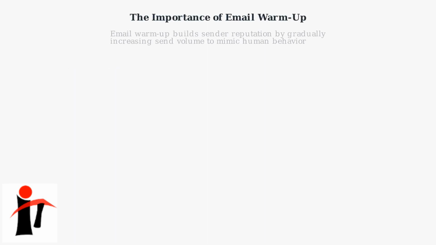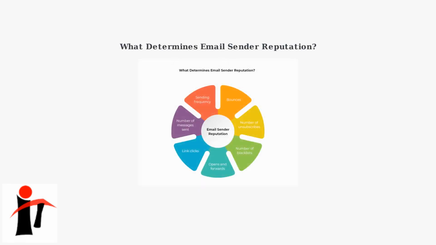Email warm-up is crucial for building your sender reputation. It involves gradually increasing your sending volume to mimic natural human behavior and avoid triggering spam filters. Without it, your emails are far more likely to end up in the spam folder, defeating the purpose of your outreach. Sender reputation is determined by factors like sending frequency, bounces, unsubscribes, and engagement metrics. A good reputation ensures your emails reach the inbox rather than spam.